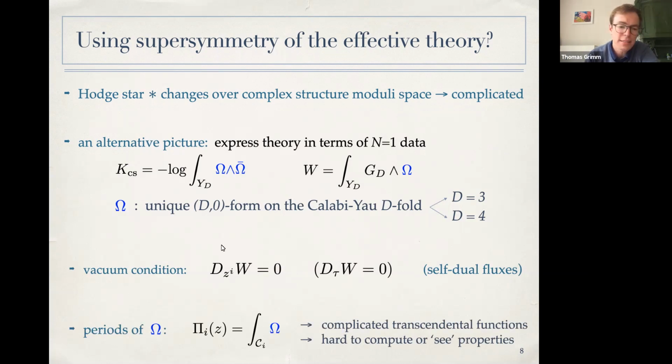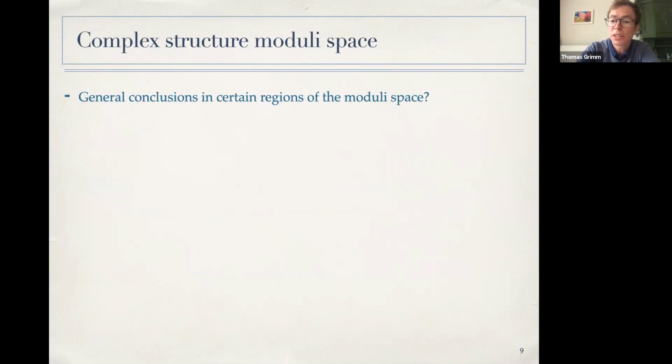And in some sense it is, namely everything is now formulated in terms of the so-called periods of omega, namely the integral of omega over 3 or 4 cycles. These are now holomorphic functions or sections, and they are constrained by holomorphicity. Nevertheless, they are complicated transcendental functions, and they are hard to compute, even for examples. Yeah, they are very hard to compute in many cases. And it's even harder to see any properties by staring at them. But that's not the way we want to proceed.